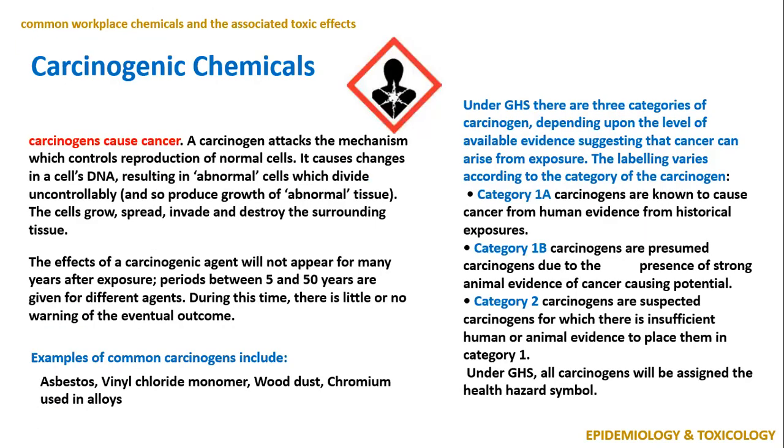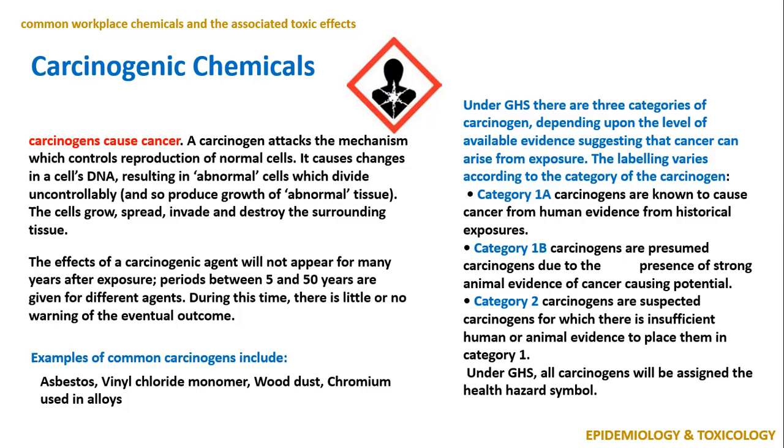The next category is the carcinogenic chemicals. They cause cancer. The symbol can be seen here. The carcinogen attacks the mechanism which controls the reproduction of the normal cell. It causes changes in the cell's DNA, resulting in abnormal cells which divide uncontrollably and so produce the growth of abnormal tissue. The cells grow, spread, invade and destroy the surrounding tissue.